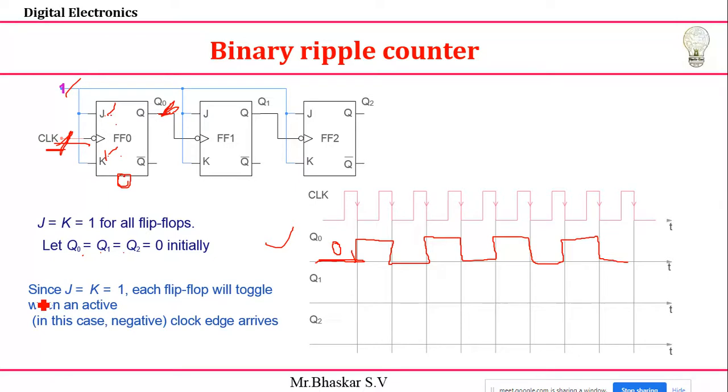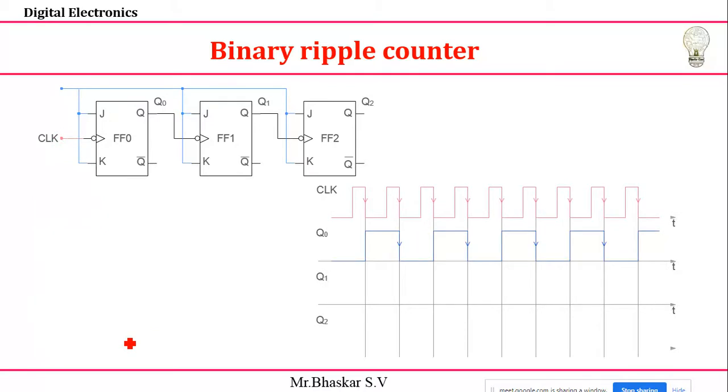See here, next, since J and K value is 1, each flip-flop will toggle when active. So this is what I'm doing. I'm going to get this waveform. I'm getting these edges. I'll get 0, 1, 0, 1. But next, I'm going to analyze my Q1. Q1 does not depend upon your clock signal. It depends upon Q0. But in Q0, you have continuous zeros and ones, or rising edge and falling edge.